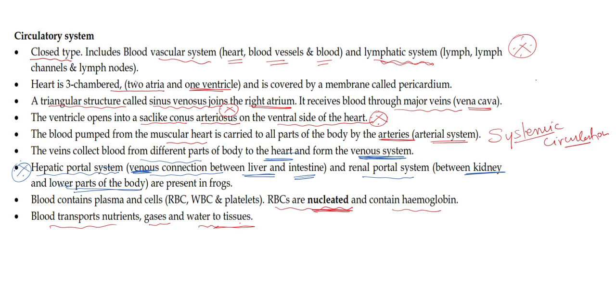So points to remember: renal portal system, hepatic portal system, RBCs are nucleated, sinus venosus. These are the important points. Heart is three-chambered, incomplete double circulation. Very important points.